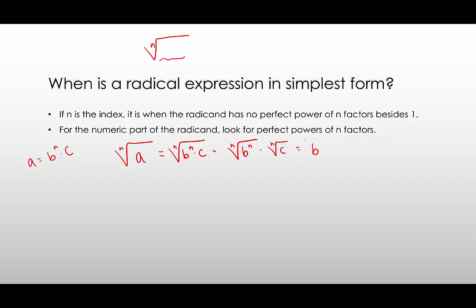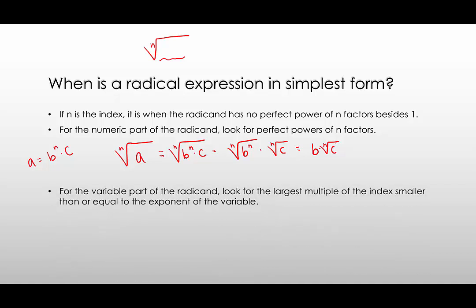I want to make that clarification, because if the index is even, we can't deal with negative numbers. We would have no real root. So we're making the assumption that all the radicands we're looking at are positive or non-negative, so that includes 0. The nth root of b to the n is just b. It now becomes the coefficient of this expression, and left under the radical is that other factor that now doesn't have any perfect powers of n.